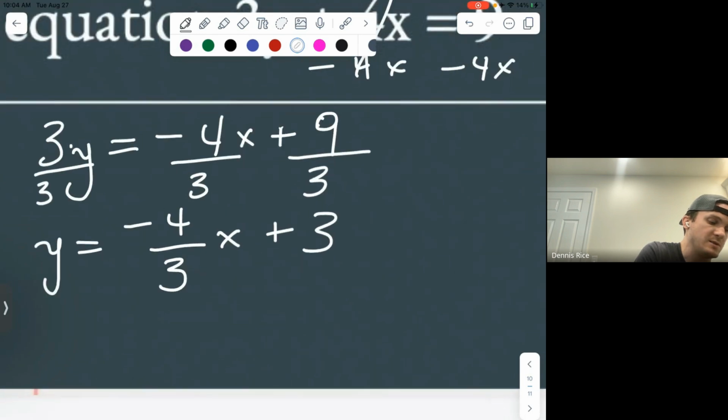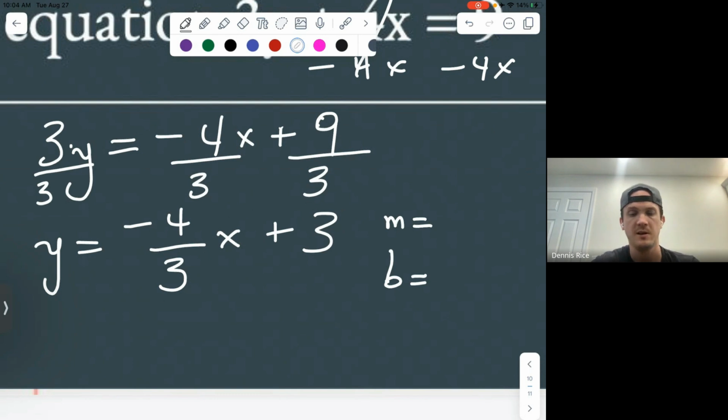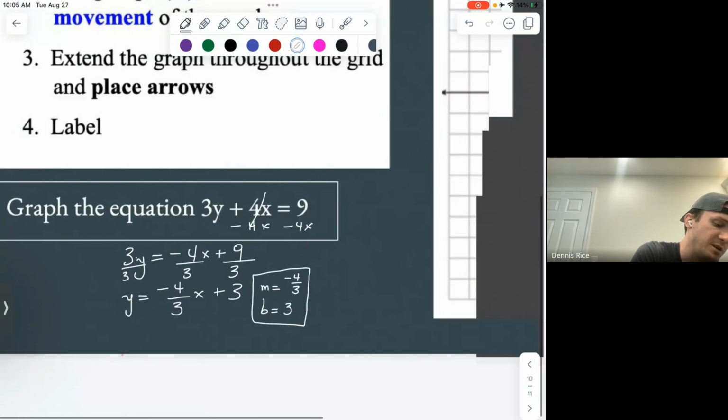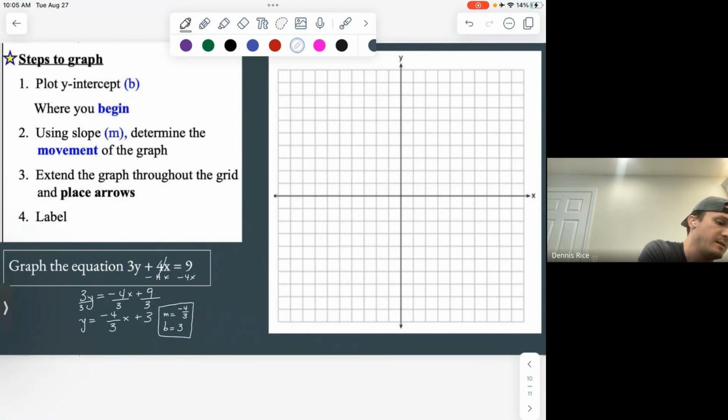Now, work-wise, all I need to do is just write down m and b. There's no table, there's no major work. That's the nice thing about this strategy. So my slope here is going to be negative 4/3, and my y-intercept is going to be 3. That's my key, so I'm pretty much done. Now I'm going to jump into the graph. Once you get it into y form, you're pretty much done, which is why it's a lot quicker than other strategies.